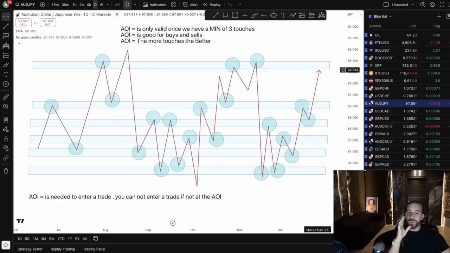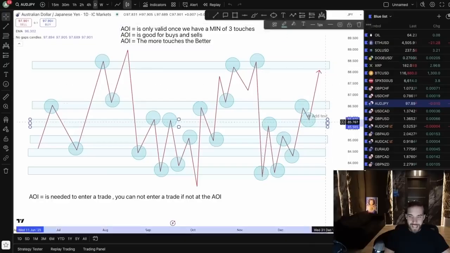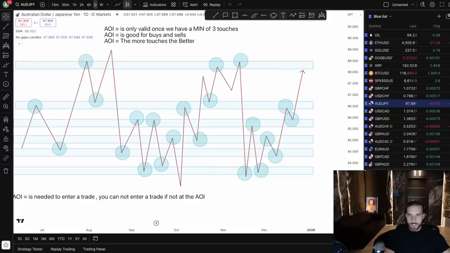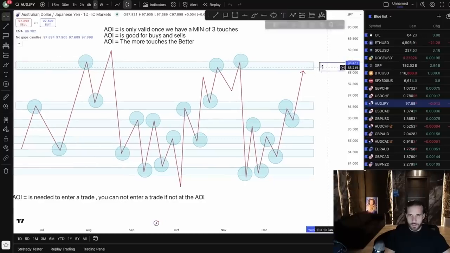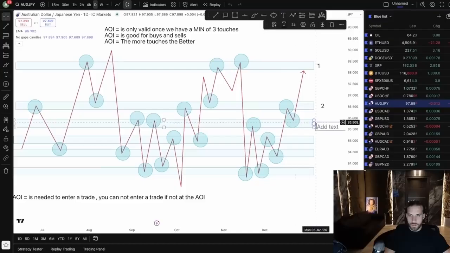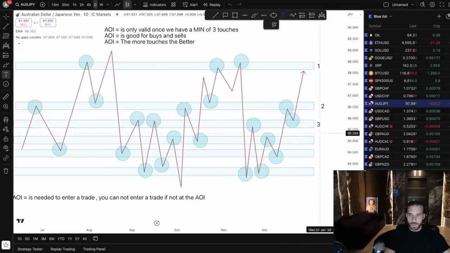So there's only one area of interest inside of this chart that is actually applicable to this market. Only one area of interest is applicable to this market. Now, which one do you think it is? Do you think that it's going to be the first one? Do you think that it's going to be the second one? Do you think that it's going to be the third one, the fourth, the fifth, or the sixth?